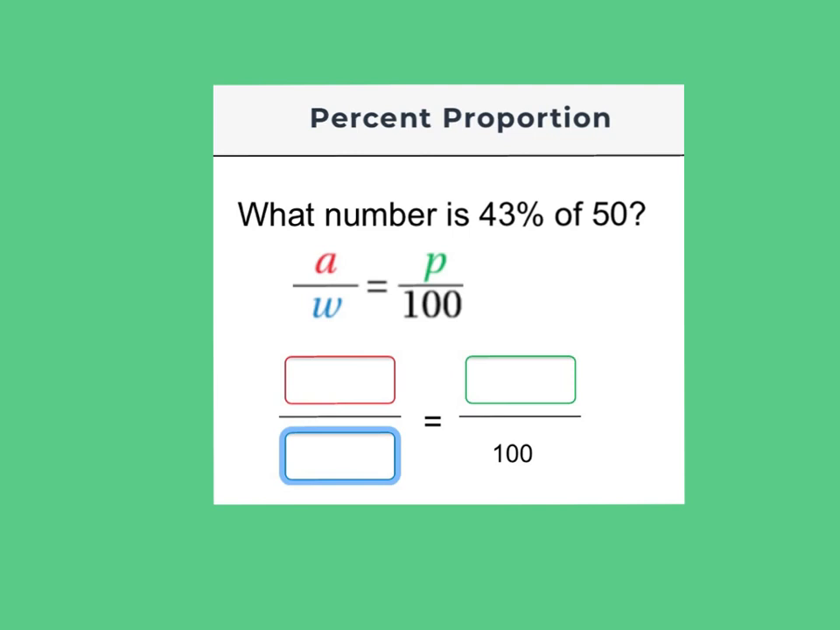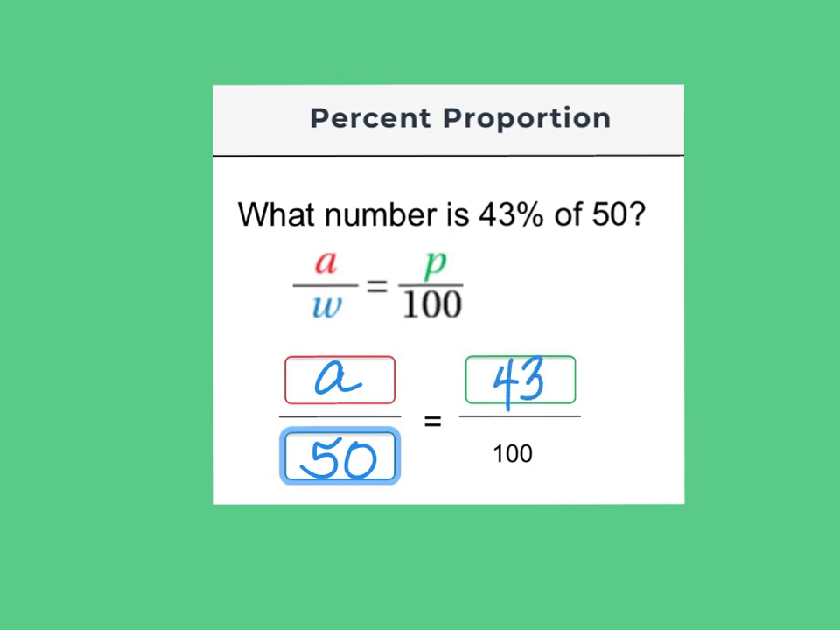A is part. Okay, so what number is 43% of 50? Well, that's the number we're trying to solve for. So we're going to leave A as our unknown. We know our whole, which is 50. And we know our percent, 43%.